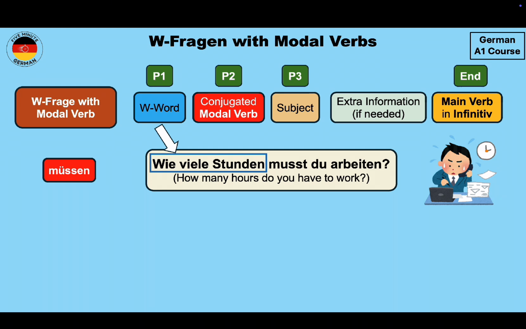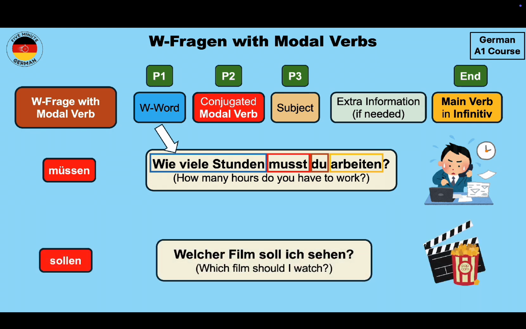And you see at position 2 we have the conjugated modal verb followed by the subject, and the main verb goes at the end in infinitive form. Another example which is similar is Welcher Film soll ich sehen? Here Welcher Film together makes up the W word, and after that we have the conjugated modal verb, which is soll, followed by the subject, and the main verb comes in infinitive form at the end.